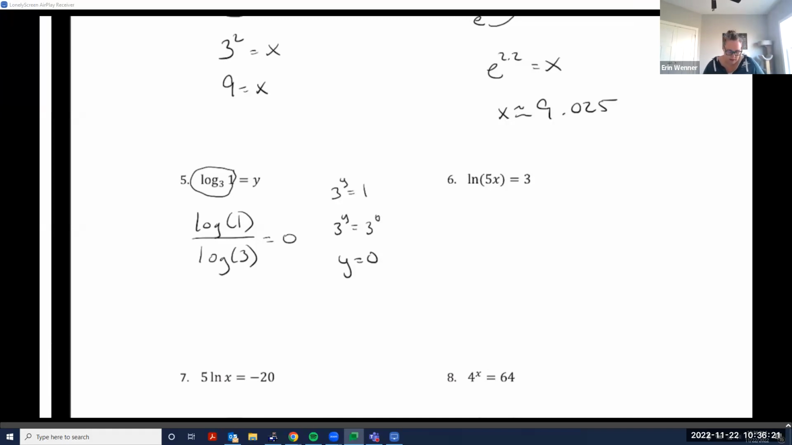So you can use your calculator to solve it like I did on the left-hand side, or we can use our reasoning of our facts with exponents in order to solve it like I did on the right-hand side.